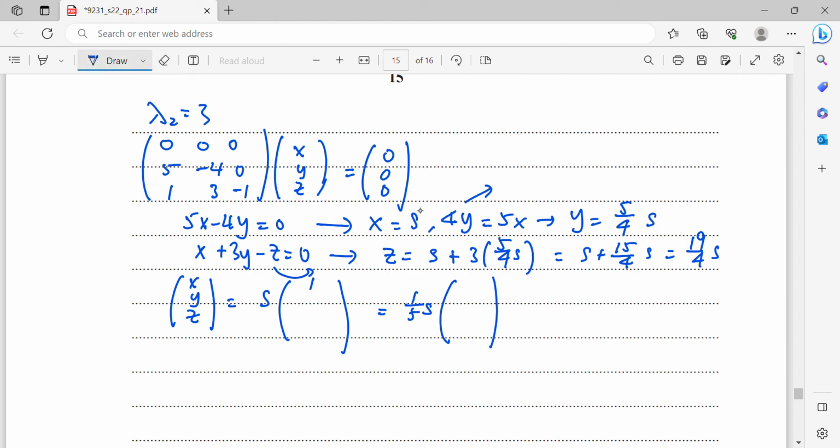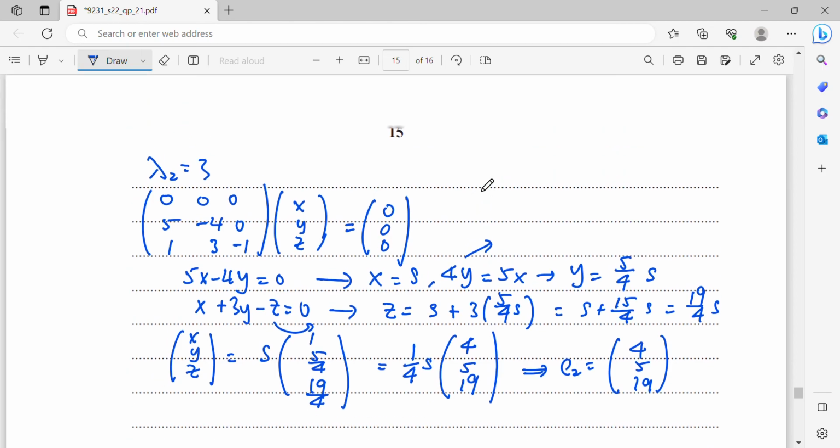Alright, so now my y is 5 over 4. Then my z is 19 over 4. So when you factorize 1 over 5, no more 1 over 5. It should be 1 over 4 then. When you factorize 1 over 4, the first term is 4, second is 5, then 19. So from here, I will say that my E2, second eigenvector, is 4, 5, 19.